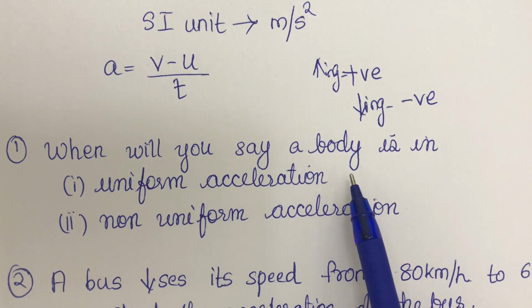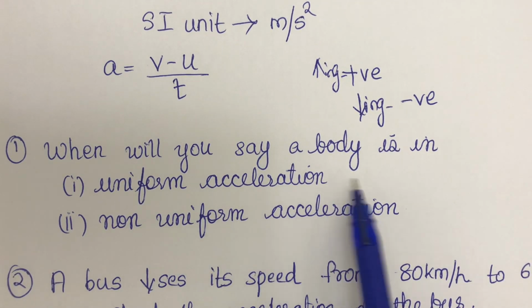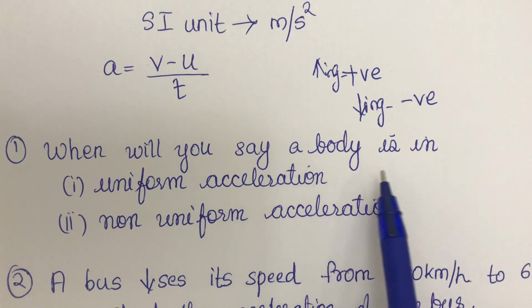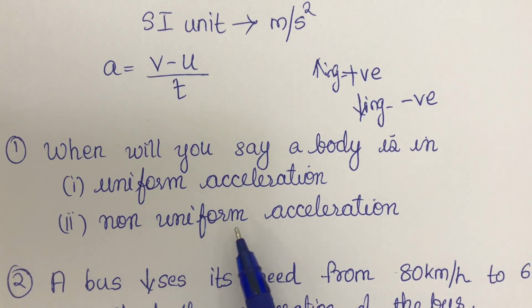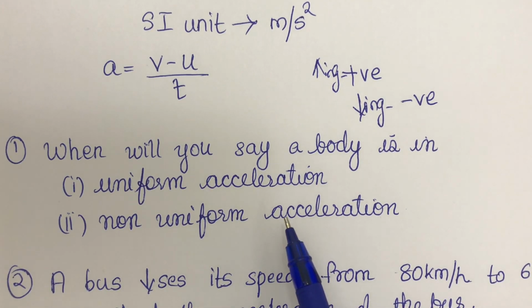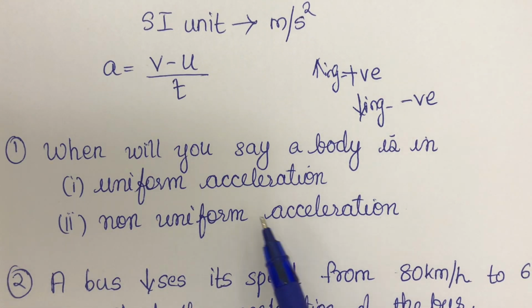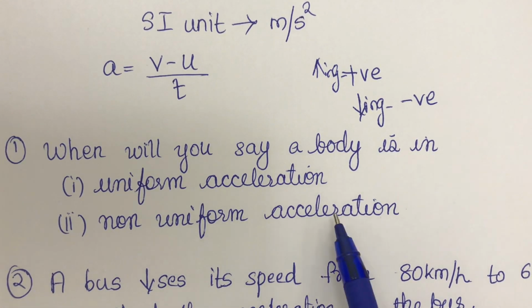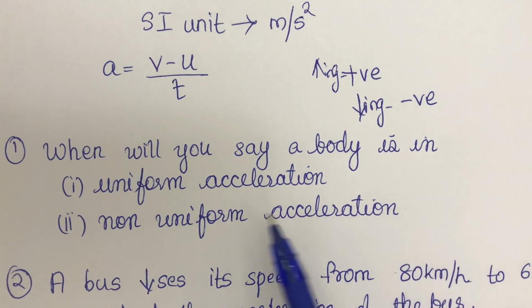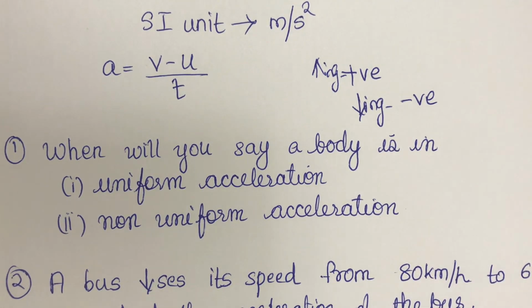Velocity will be increasing or decreasing in an equal amount in equal interval of time. That is uniform acceleration. So when is a body in non-uniform acceleration? A body is said to be in non-uniform acceleration if the velocity will be increasing or decreasing at a non-uniform rate. That is, the velocity will be increasing or decreasing unequally in a certain interval of time. So that is non-uniform acceleration.